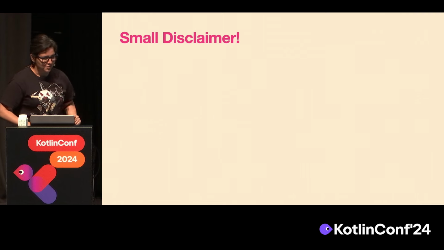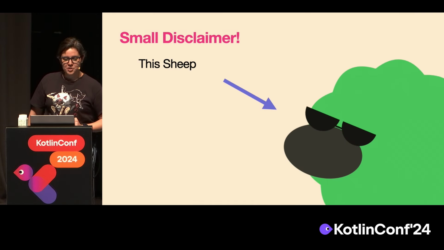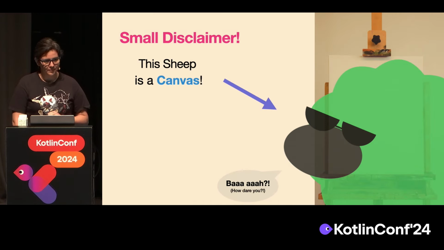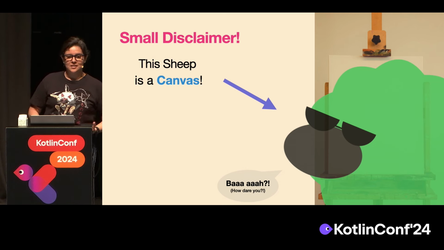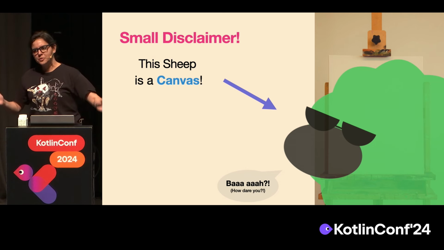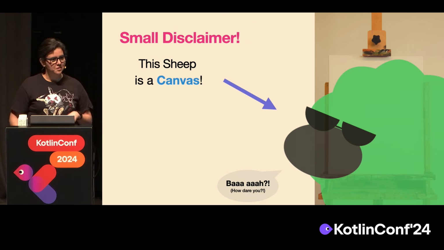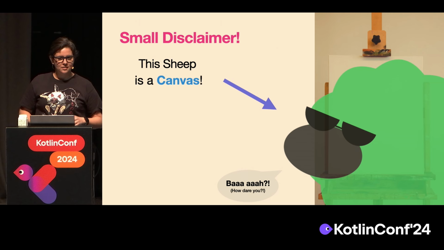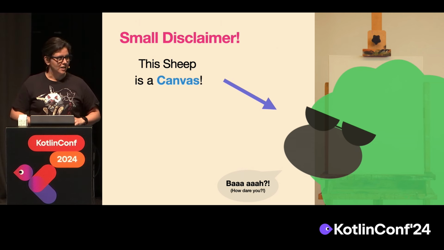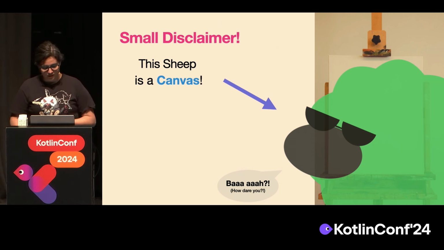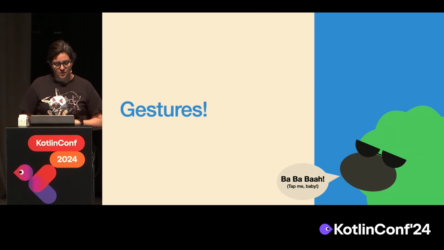Small disclaimer before I continue, by the way. This chip is a canvas. So everything you're going to see here, you can replicate using some other cool stuff like squares or text or circles or your favorite composable. But for now, I'll stick with the chip. They kind of are in the title already. So let's go and animate some gestures.